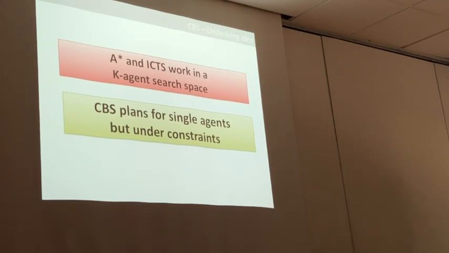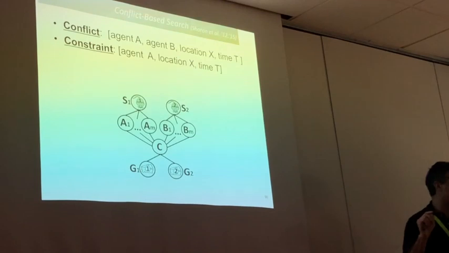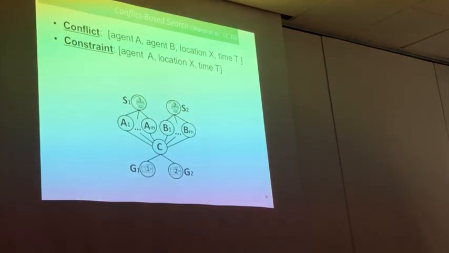How does it work? We need two basic constructs. The one is a conflict: agents A and B, location and time. This basically means that agents A and B are both planning to be at location X at time T. And we need a constraint, which is: agent A, don't be at location X at time T. Given this construct, if you have a conflict, you can resolve it by imposing a constraint on one of the agents.